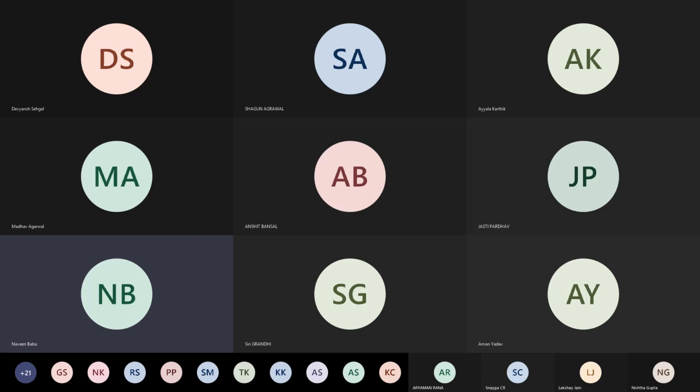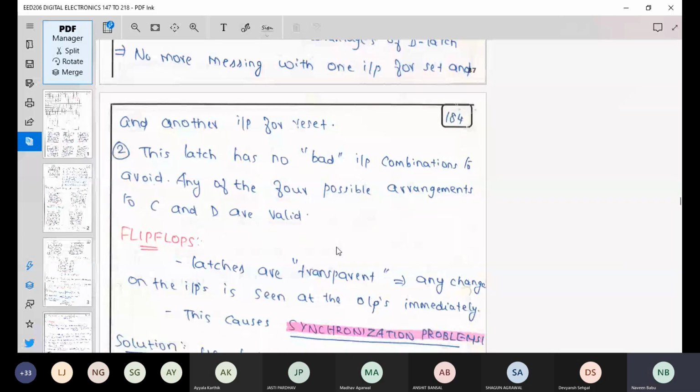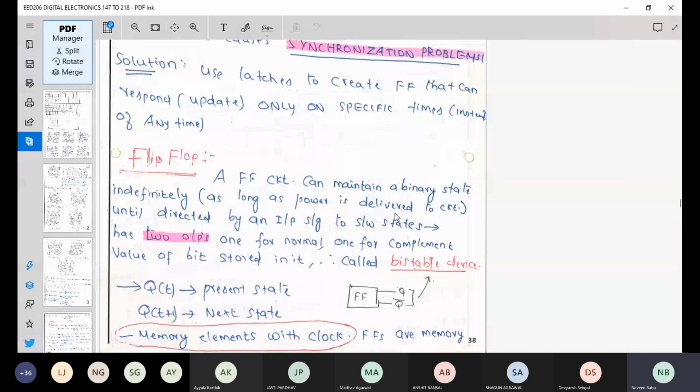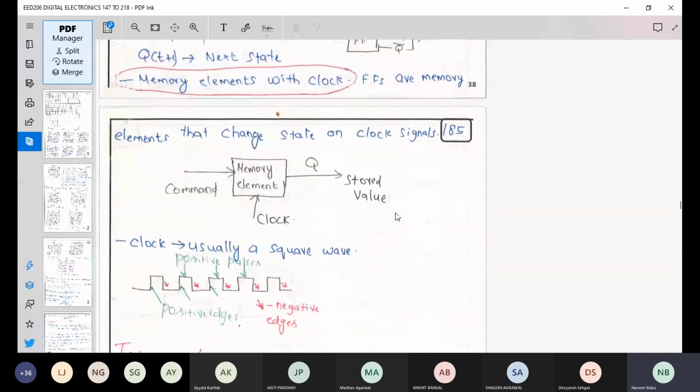We touched upon a very important topic called flip-flop. What is the difference between the latch and the flip-flop? Latches are instantaneous, they are level triggered combinations of gates. Whereas flip-flops are not spontaneous, but they are controlled by the edge triggered clock. Flip-flop has got a better control when compared to the latches.